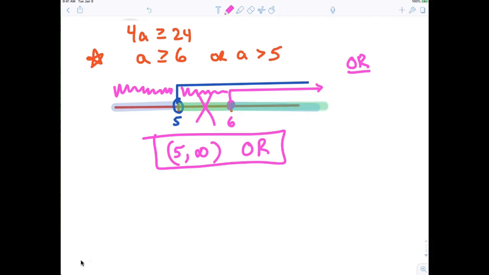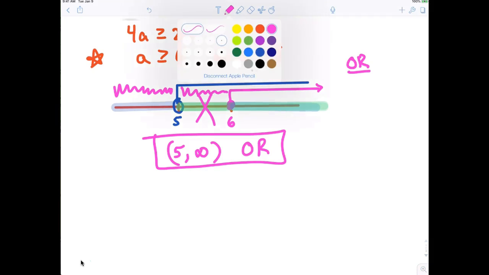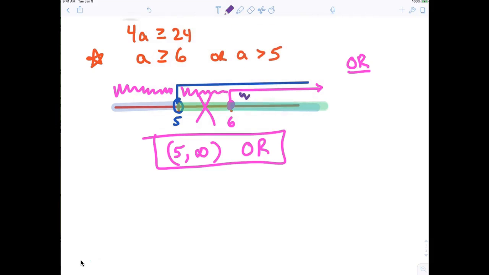You hear me? These numbers right here, now come on, watch me. These numbers right here are true for what? Both. That's exactly correct. That's exactly correct. An or statement has to be true for one inequality, an and has to be true for what? Both. That's how your mind should be thinking about it.